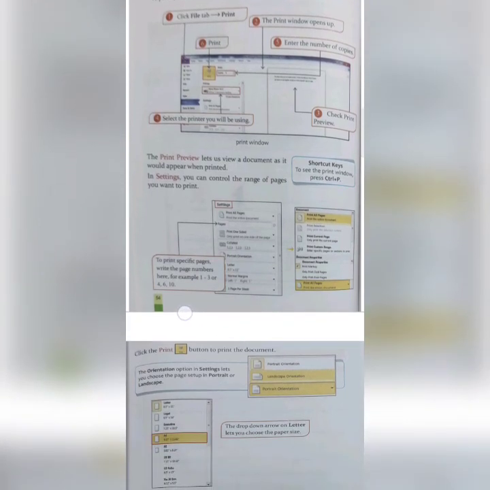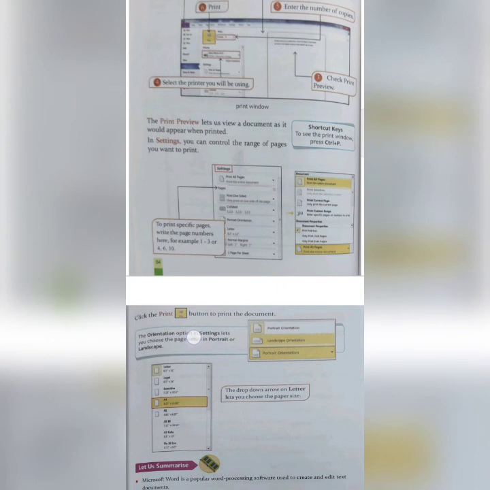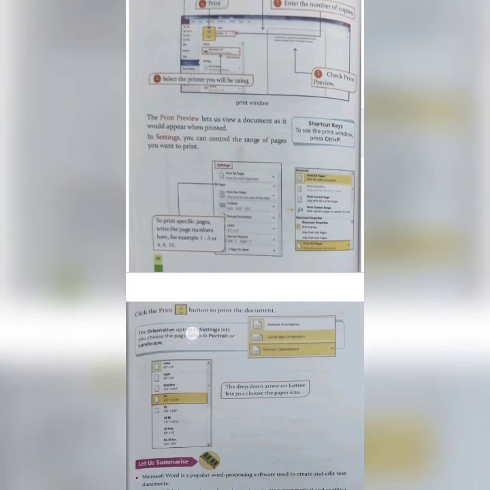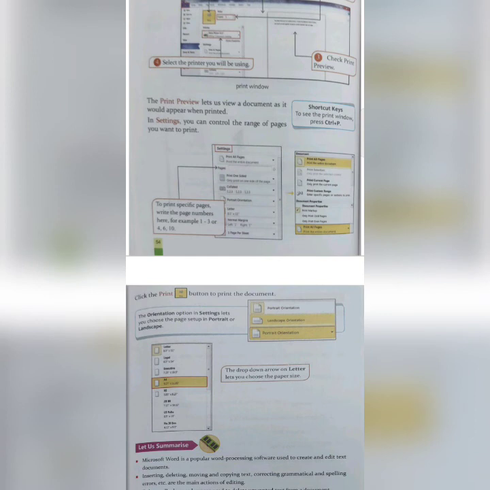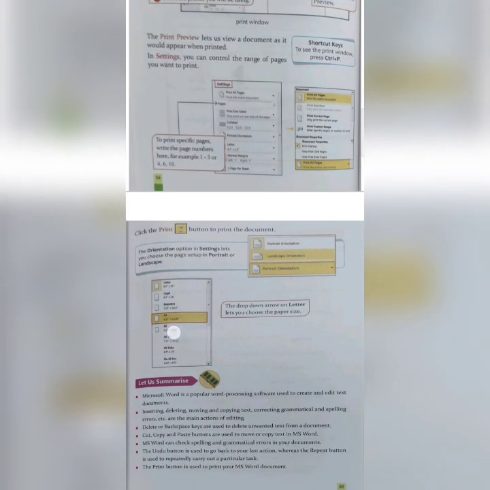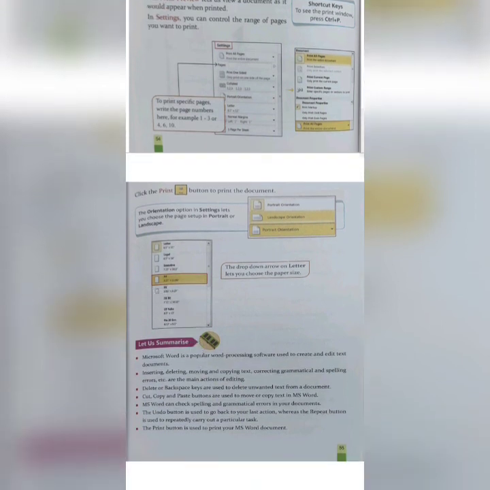The print preview lets us view a document as it would appear when printed. Print preview means before printing, if you want to see the whole document at last, this print preview lets you do that. In settings, you can control the range of pages you want to print. The shortcut key to see the print window is Control plus P. To print specific pages, write the page numbers here. For example, 1-3 or 4, 6 or 10, like that. Now at last, click the print button to print the document.